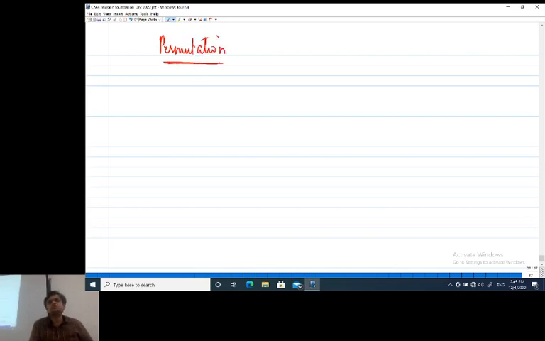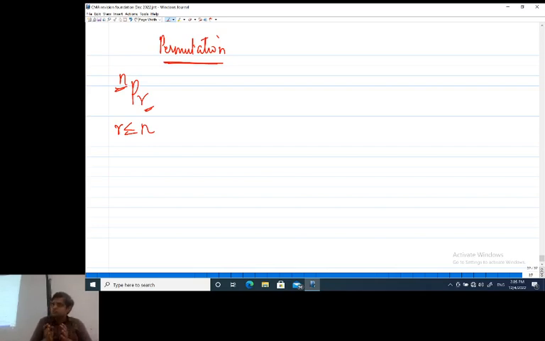Permutation means arrangement, generally denoted as nPr, where n denotes the total volume, r denotes the number of places that you are going to arrange by picking items from the total volume. Therefore, r will always be less than or equal to n.